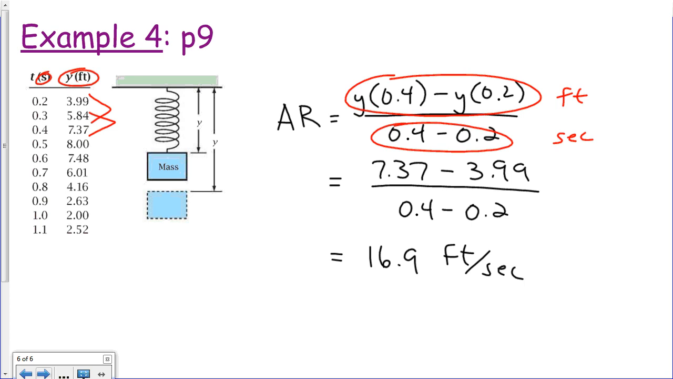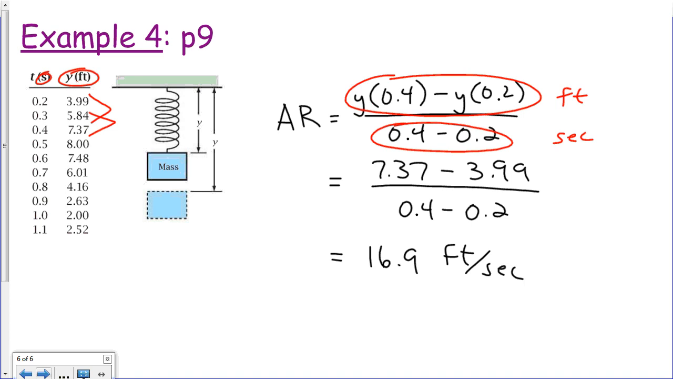All right, and you can do the same thing for t equals 0.6 and 1.0 seconds and get similar results. Some of them might be positive, some of them might be negative. Part B says, at t equals 0.3 seconds, is the mass going up or down? And justify your answer. Well, if you go back to the answer we came up with, it was looking at the rate. It was moving at 16.9 feet per second. So I know how fast it was moving. And the key here is that it's a positive 16.9. The fact that it's positive tells me that the y value must be increasing.